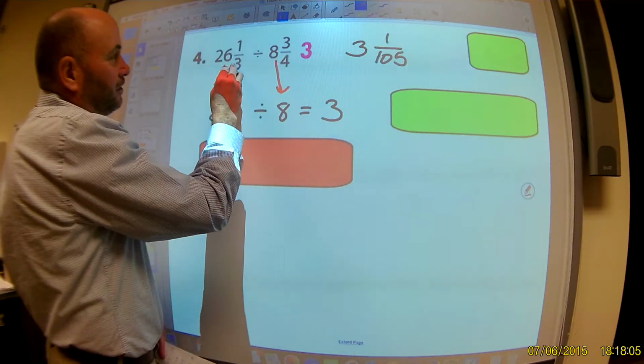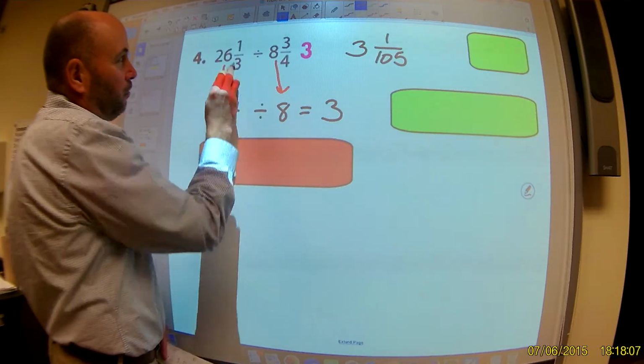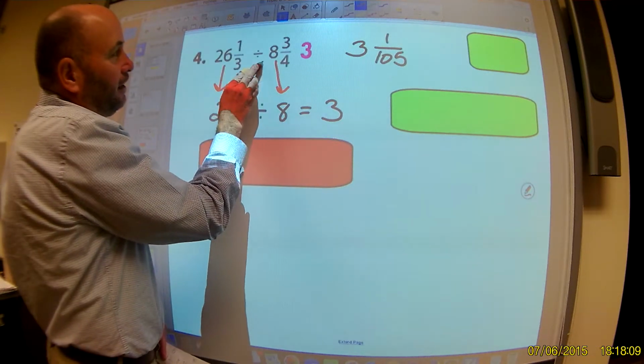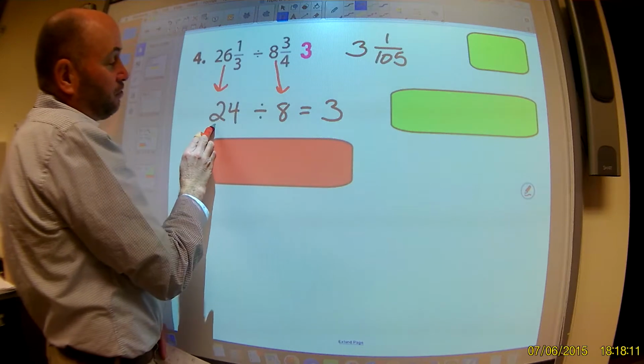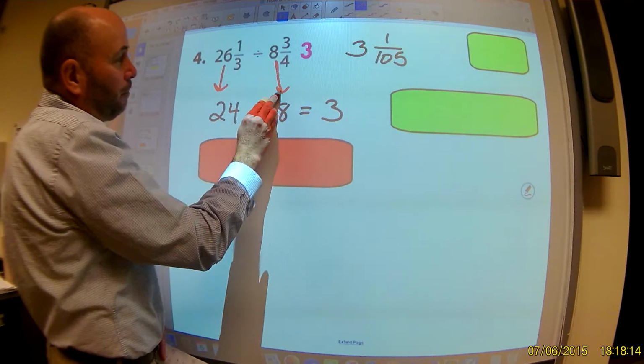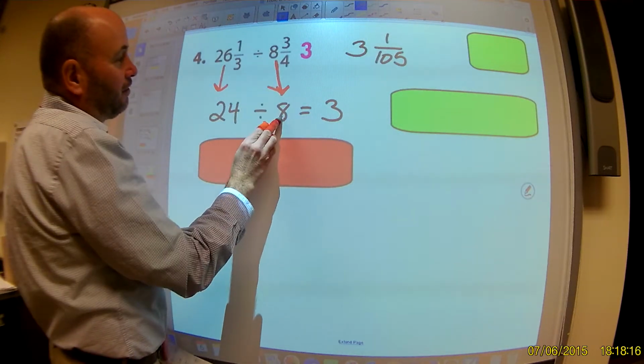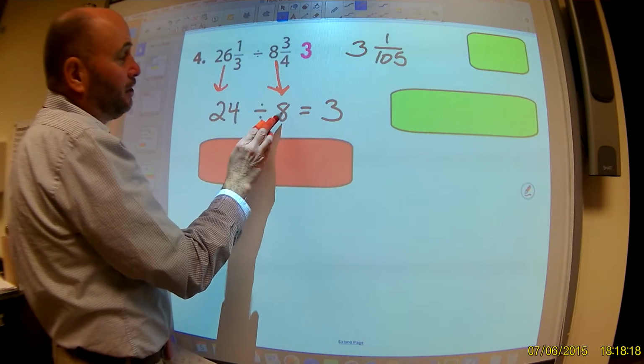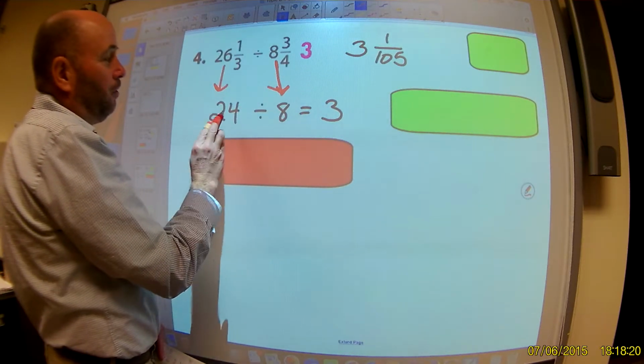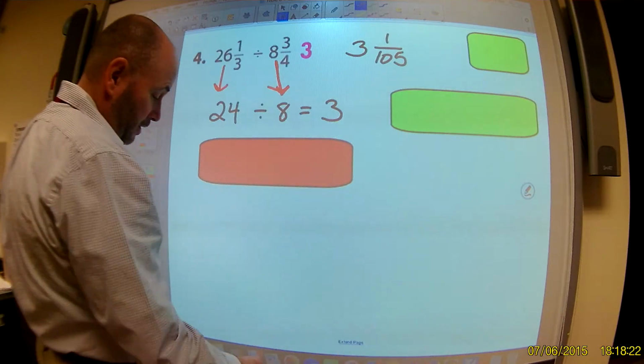You can easily justify rounding this down to 24 because of the fraction. And if you're rounding this down quite a bit, then you'd probably want to continue and round this down to 8. You wouldn't want to take it any lower, but 8's justifiable. 24 divided by 8 is 3.